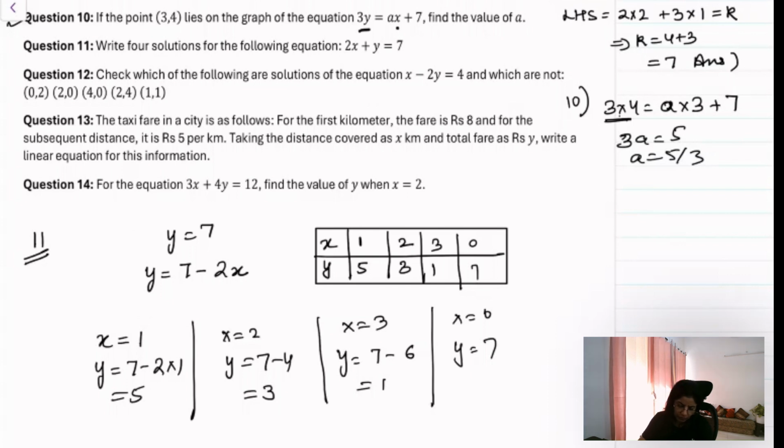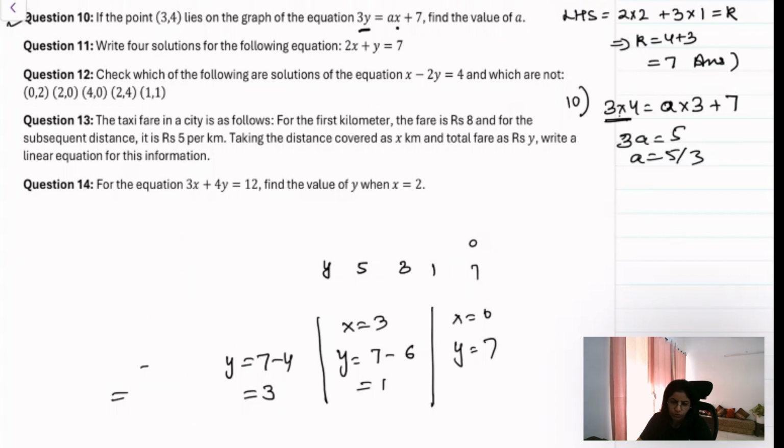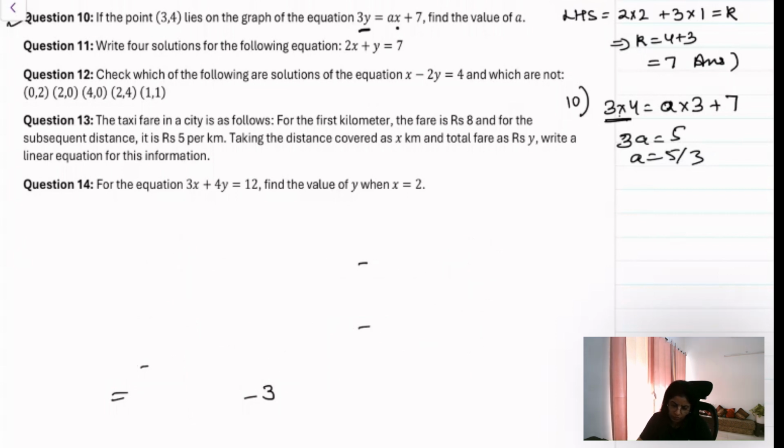Okay, moving on to the 12th question. Check which of the following are the solutions of the equation x minus 2y is equal to 4 and which are not. This we have done in MCQs also. Let's see. x minus 2y minus 4 is equal to 0 for (0, 2).